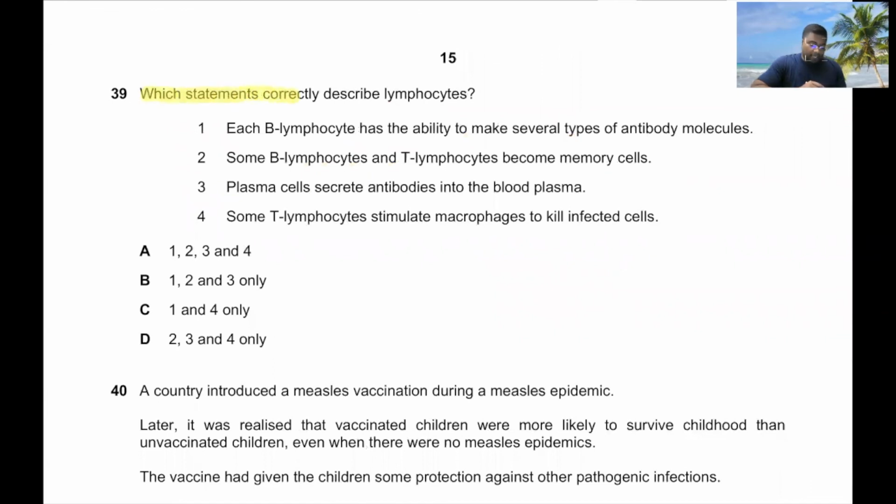Question number 39, which statements correctly describe lymphocytes? Each B lymphocyte has the ability to make several types of antibody molecules. No, number 1 is wrong. If number 1 is wrong, then option D will be the correct answer.